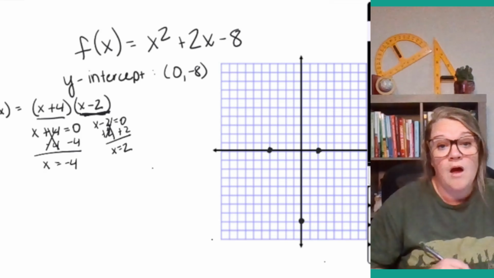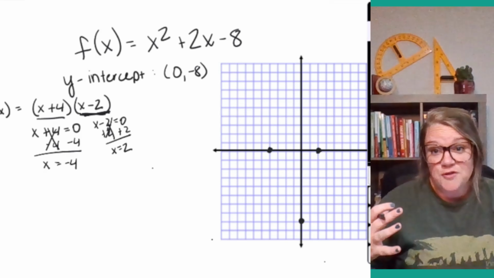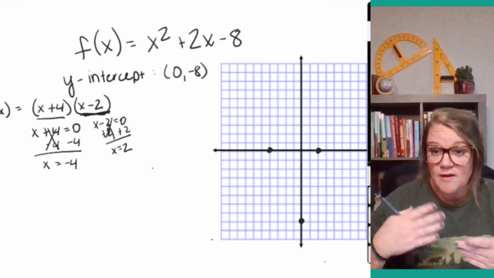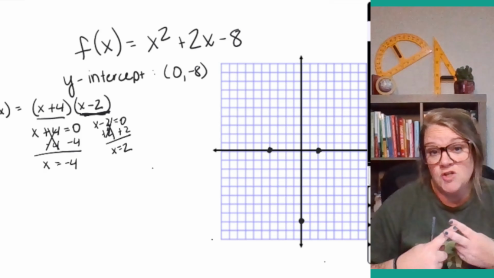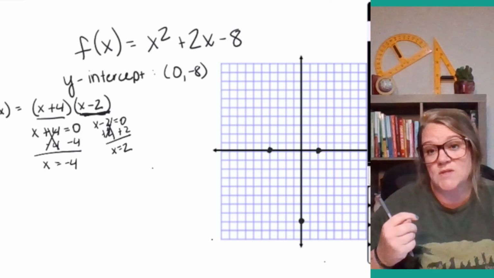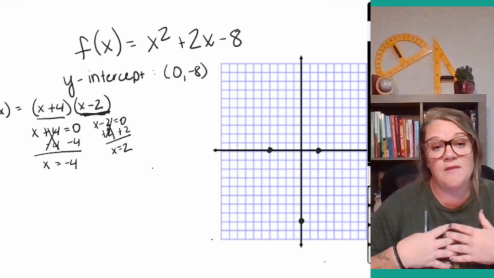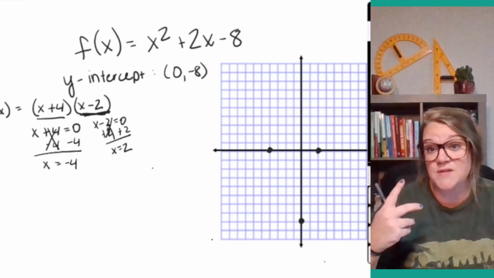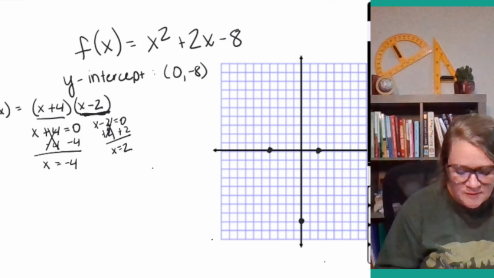Okay? And this is all that factored form tells us. So far, we have gotten our y-intercept and we've gotten our 2 x-intercepts. And the rest of this, we want to get using vertex form. In my opinion, the most helpful form, the one that tells us the most. So let's write this in vertex form.